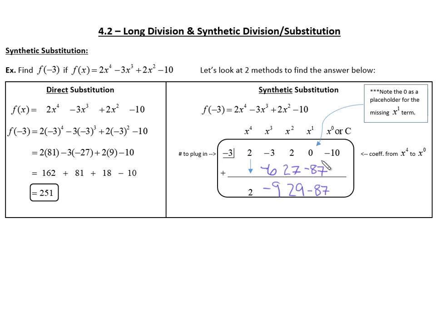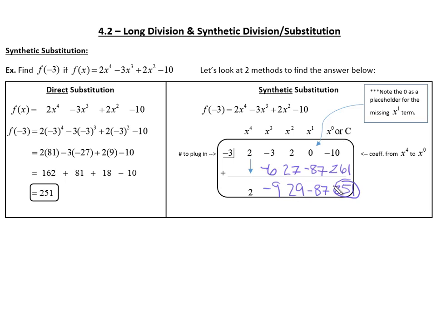-87 times -3 ends up being 261. And +261 and -10 gives us 251. And hopefully that looks familiar. It's the same answer we got with direct substitution. But this method is much, much faster. It has a much smaller number of calculations.